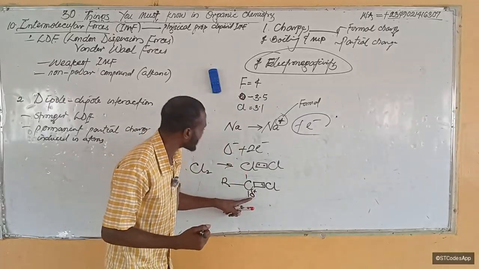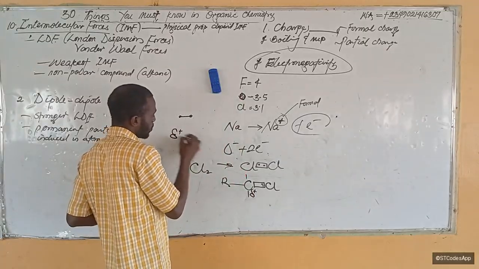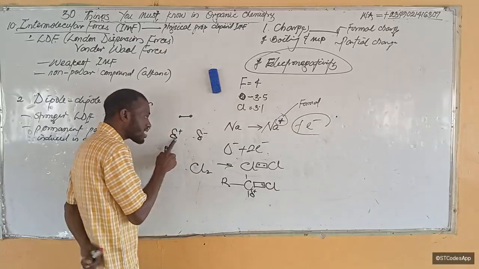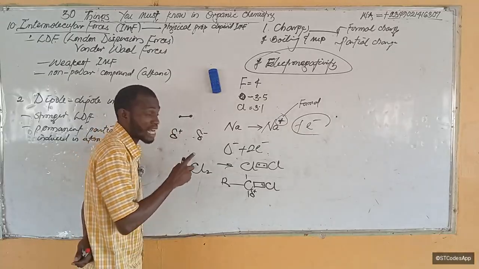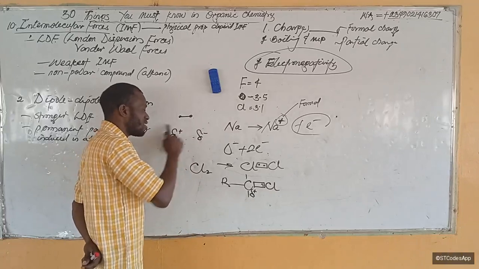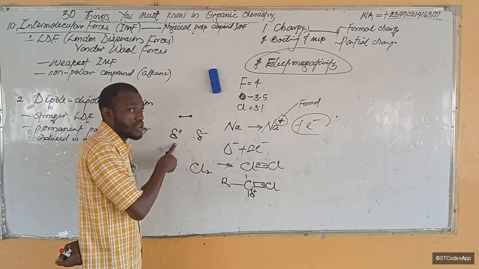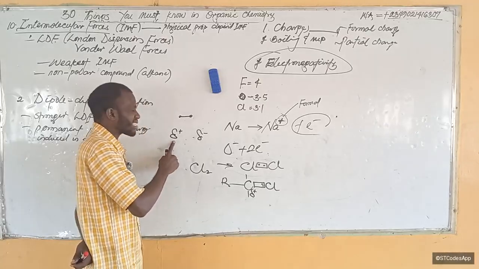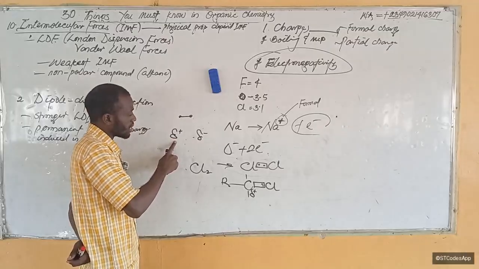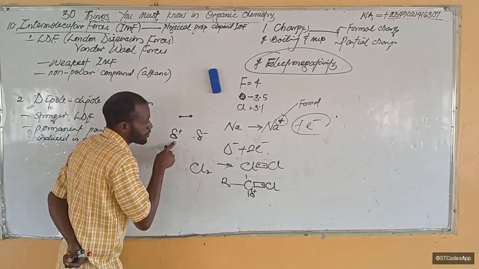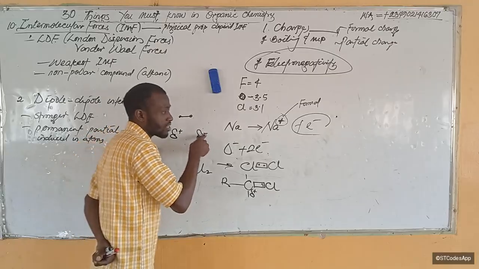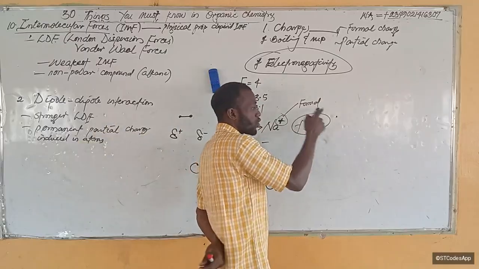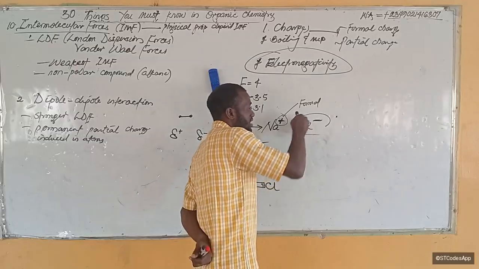But this is called a partial charge. When you have a sigma plus and a sigma negative, it's showing what? Partial charges. This sigma plus here is just to show that a partial charge is induced. That is, the electron has not totally left here, but the electrons are not close to this guy so much. Then here, partial negative.